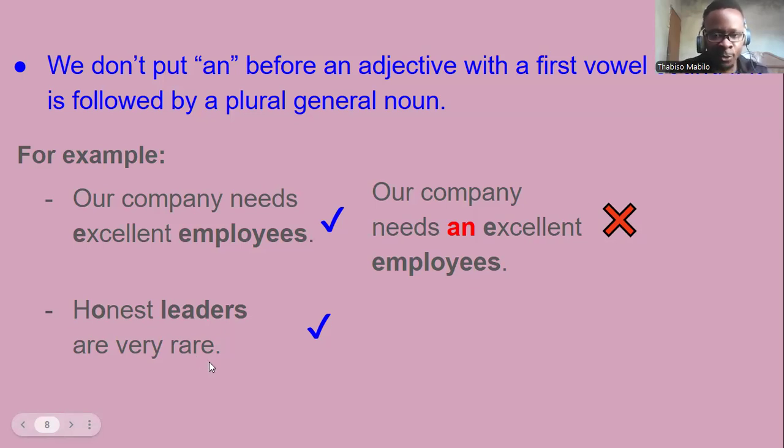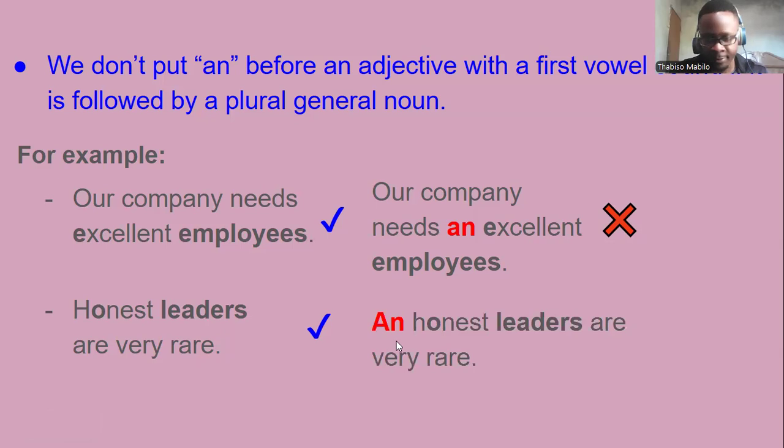So the sentence is correct, like I said earlier on, but this one is not correct. "An honest leaders are very rare" is not correct. Why? Again, because even though the first sound of the adjective is the vowel sound O, the noun after this adjective is in plural form. It is not in singular form. So that's why this particular sentence is incorrect.